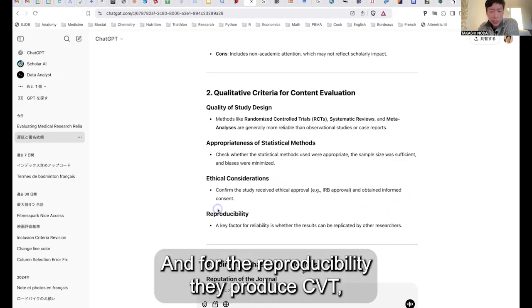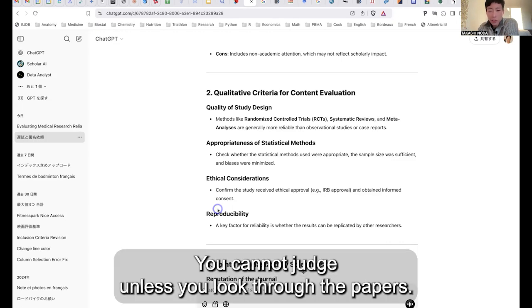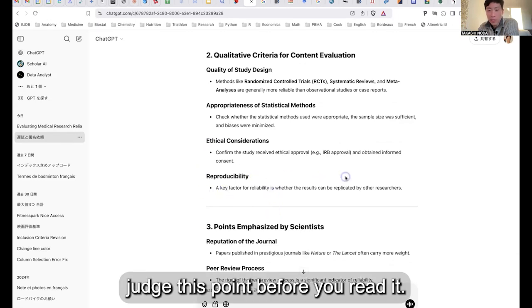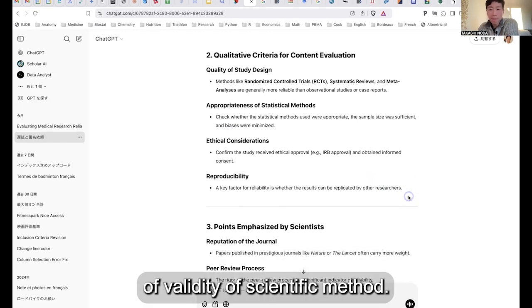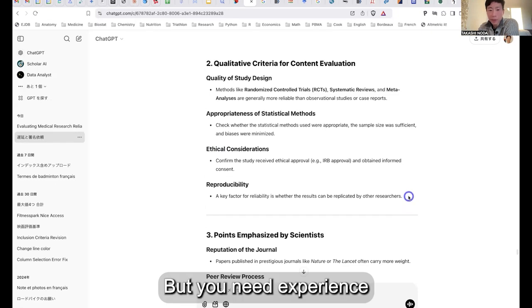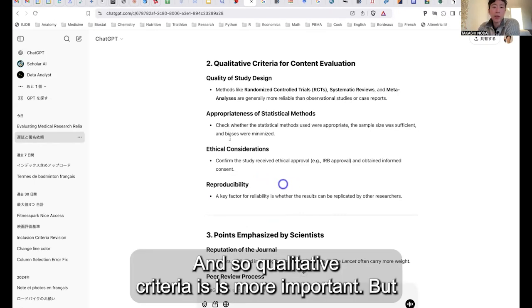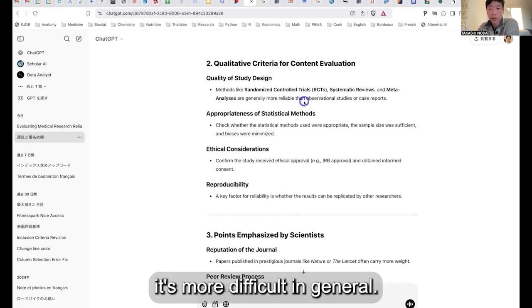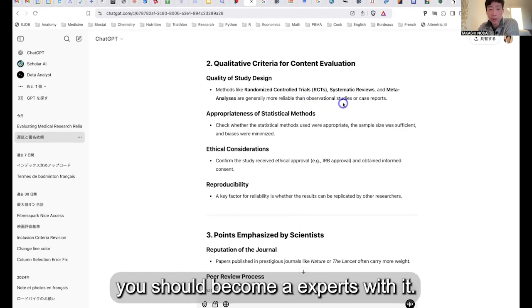And for reproducibility, you cannot judge unless you look through the papers. So maybe you cannot judge this point before you read it. Of course, reproducibility is a key factor of the validity of the scientific method, but you need experience, skills and knowledge to judge it. So qualitative criteria are more important, but more difficult in general. You should study and become an expert in it.